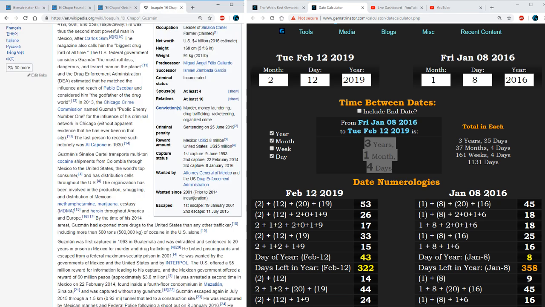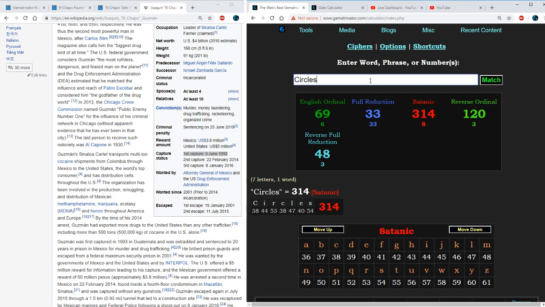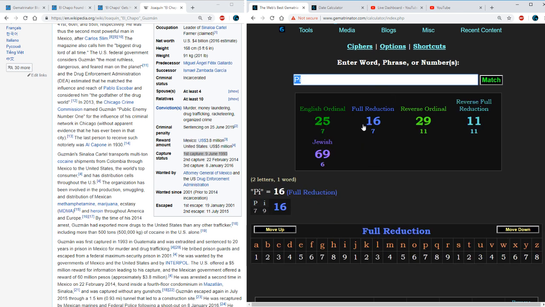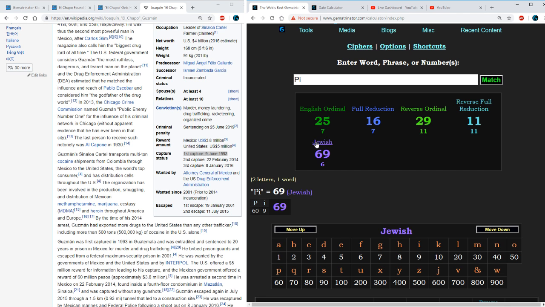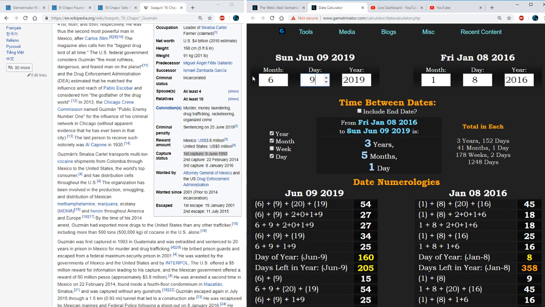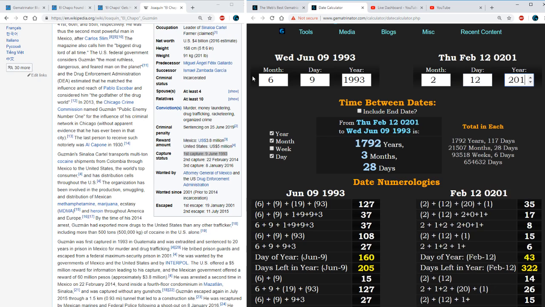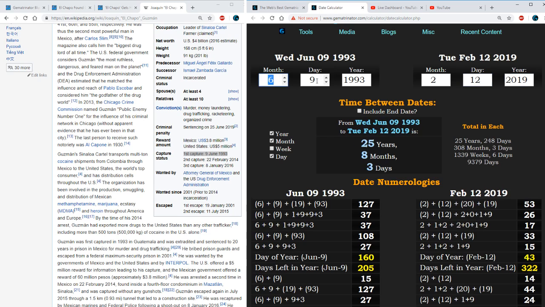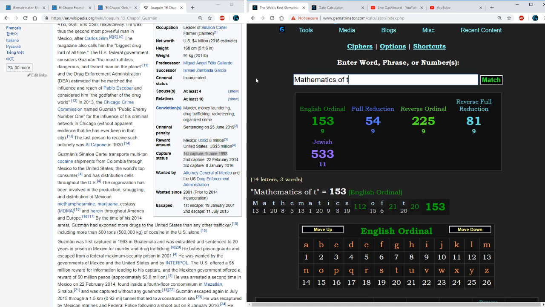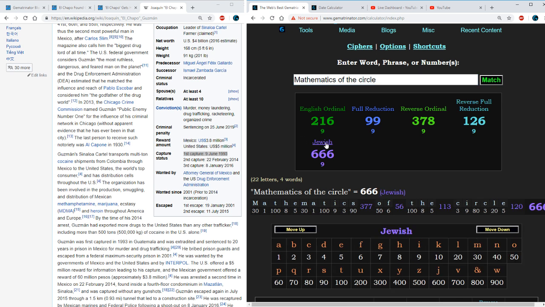What also stands out is that his first arrest was on the date June 9th. Check out the gematria of pi in our Jewish method. Pi equals 69, and in ordinal it sums to 25. Well, the date on which he was arrested first was 6/9, June 9th, like pi. And measuring from that date to the date of his guilty verdict is 25 years, pi equaling 25. Again, it's the mathematics of the circle that's being used to script most of these mainstream news stories out.